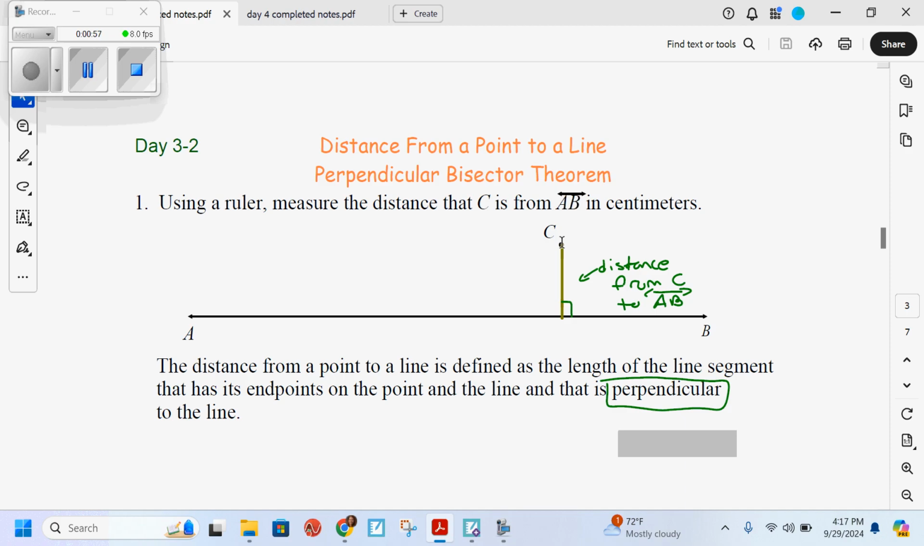In our minds, we automatically assume that a distance is going to be the closest. And that distance that's the closest is actually going to be the perpendicular line from C to AB. So every time we talk about distance in this class, we are defining distance to be the length of the segment that has its endpoints on the point and the line. So that line will be perpendicular.